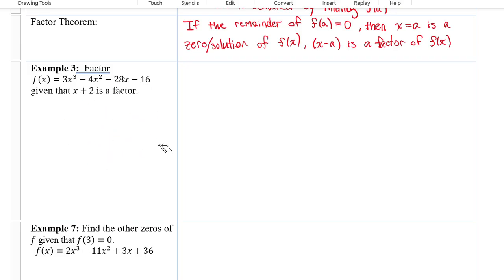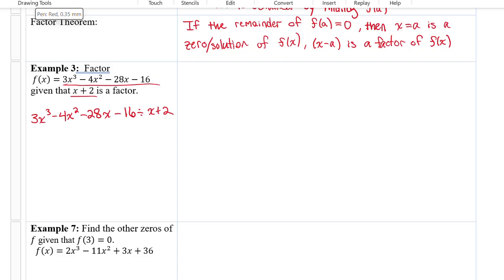So what we're going to do instead is we're going to turn this dividend, this big polynomial, and this smaller polynomial that we were told is a factor, we're going to turn this into a division problem. So it's going to look like this. 3x to the 3rd minus 4x squared minus 28x minus 16 divided by x plus 2.